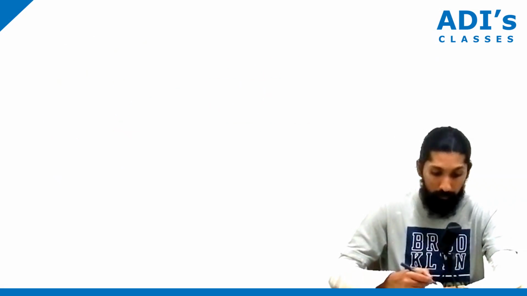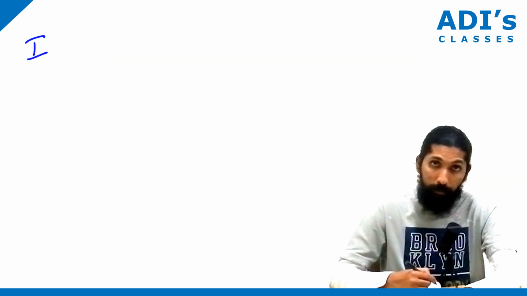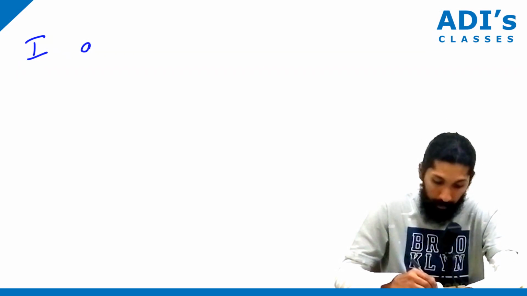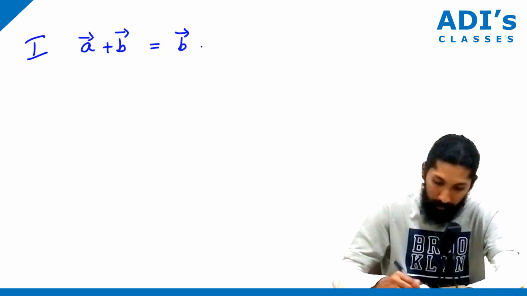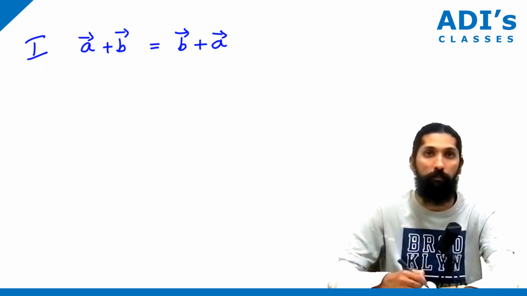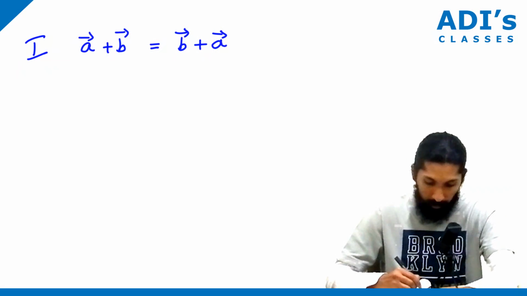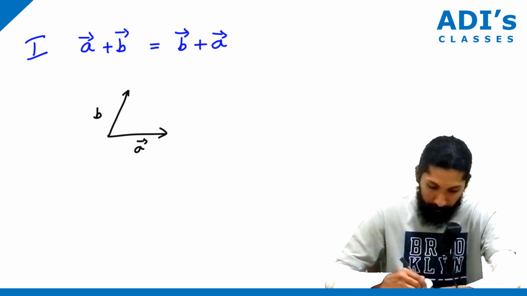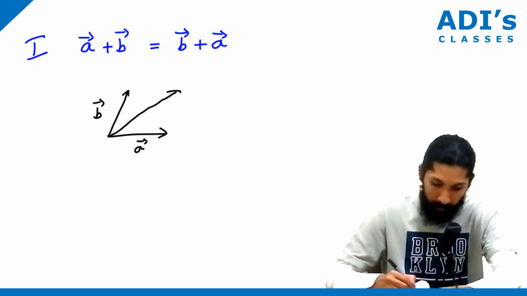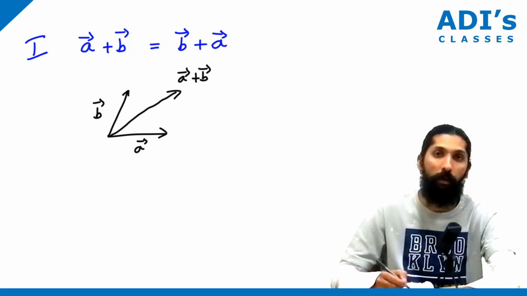The first property is the commutative property. Now vector addition is commutative in the sense vector A plus vector B is equal to vector B plus vector A. Clear? You can use the parallelogram law in confirming this one. It's quite easy to understand. Think about it. See, this is vector A. So assume this is vector B. Now the resultant is going to be this, which is vector A plus vector B, isn't it?